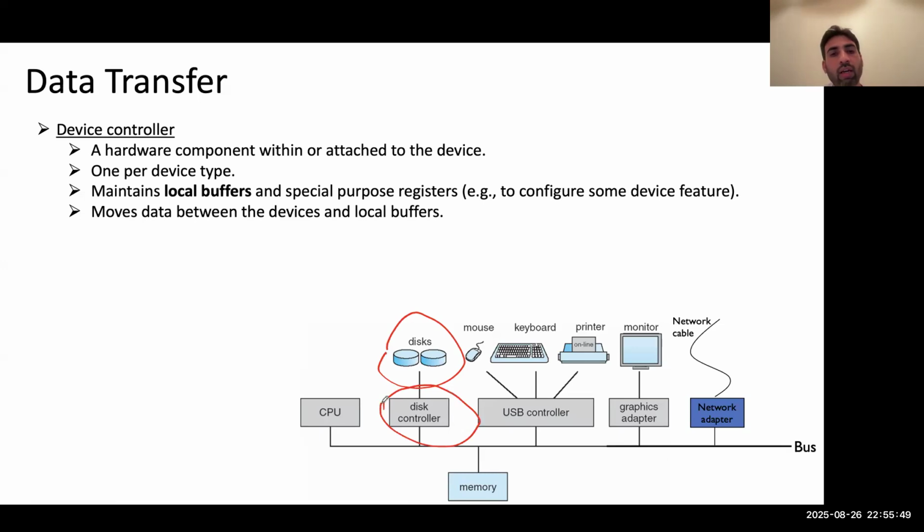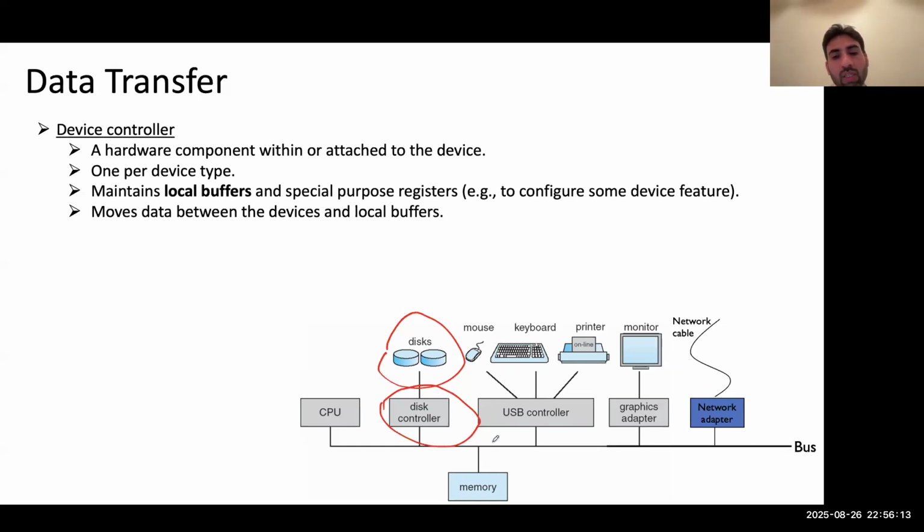So can this controller be a component of the device itself, or is it an external component attached to the device and responsible for managing it? We have one disk controller per device, and each disk controller maintains local buffers and some special purpose registers.